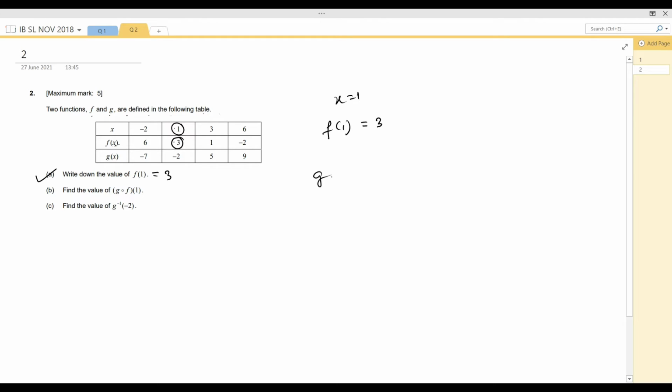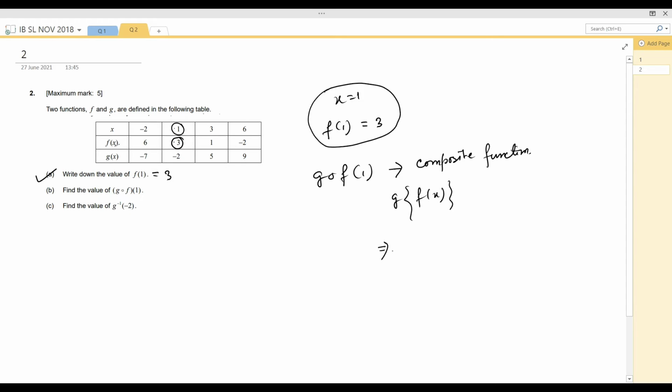So g of f of 1 is nothing but the composite function. For this composite function, it is basically g of f(x). We have to find out at x equals 1 what the value of f(x) is. We have already found that at x equals 1 the value of f(x) is 3. So basically we are trying to find g of f of 1, which is nothing but g of 3.